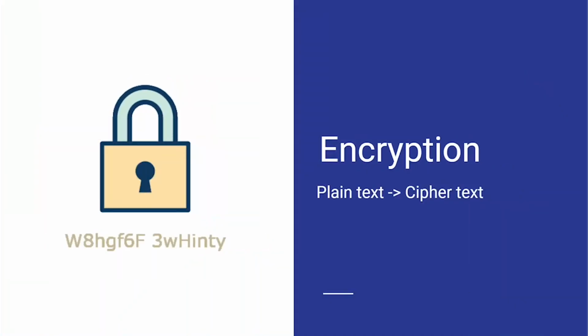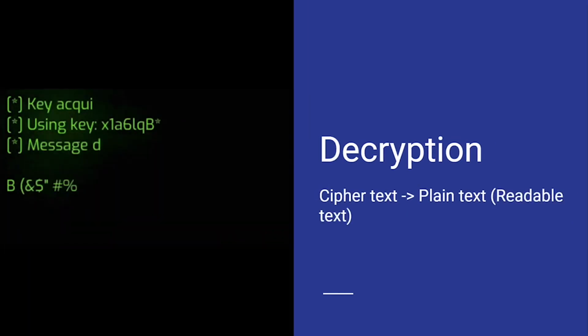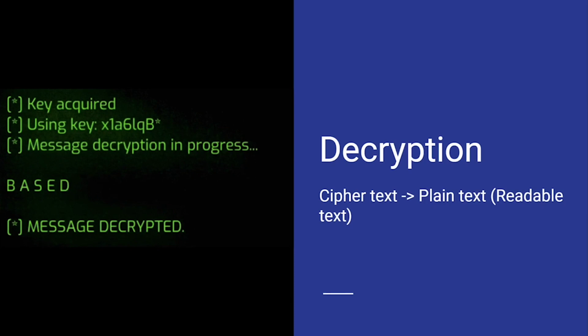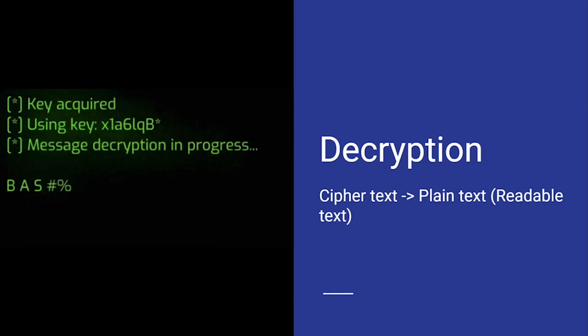Encryption and decryption. Encryption is the act of converting plain text into ciphertext using an encryption algorithm called a cipher, as well as a key. Decryption is converting ciphertext back into plain text using a cipher and a key.